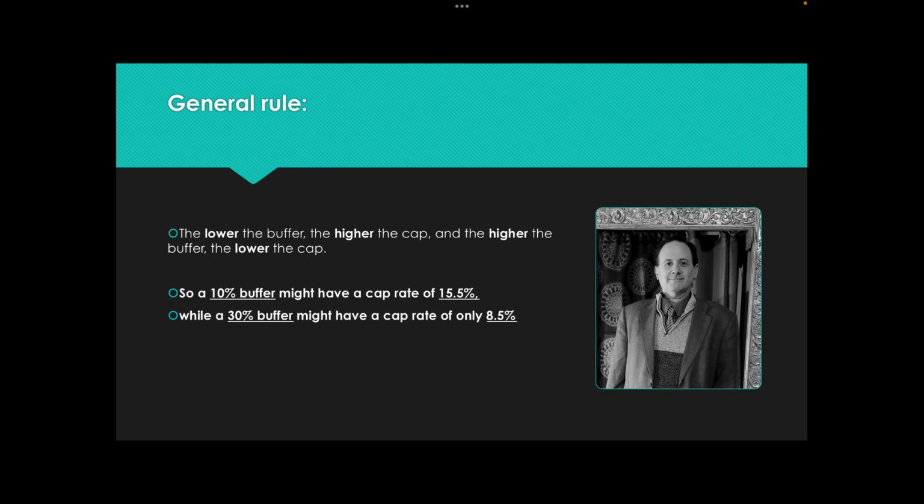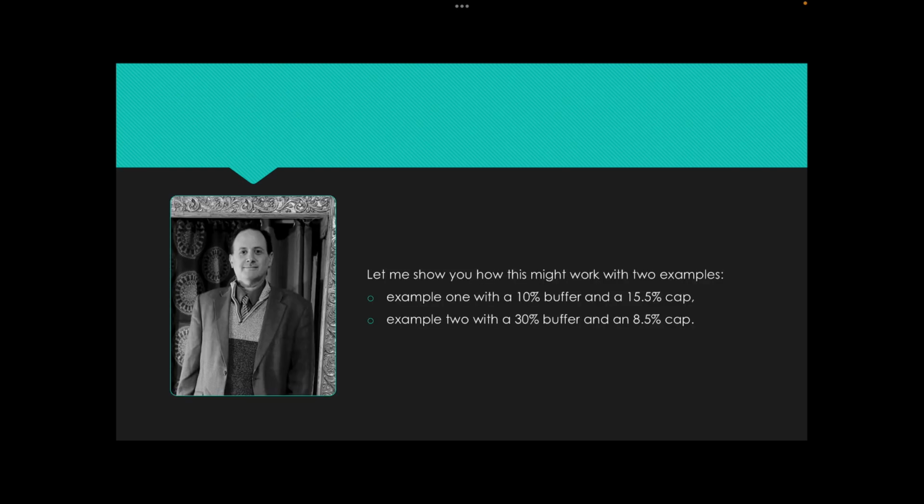General rule: the lower the buffer, the higher the cap, and the higher the buffer, the lower the cap. So a 10% buffer might have a cap rate of 15.5%, while a 30% buffer might have a cap rate of only 8.5%. Let me show you how this might work with two examples. Example 1 with a 10% buffer and a 15.5% cap, and example 2 with a 30% buffer and an 8.5% cap.